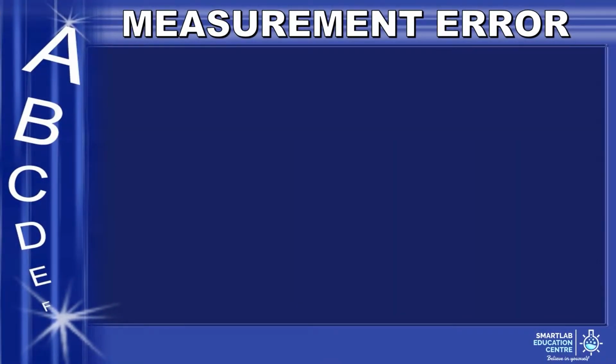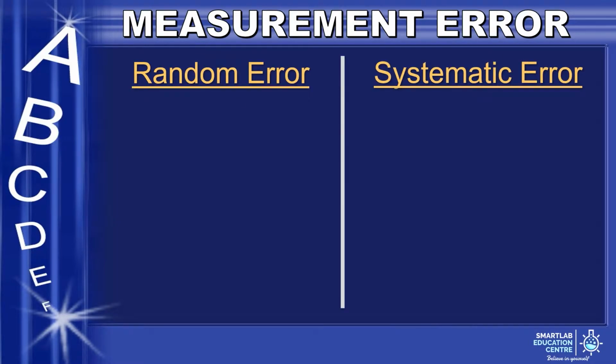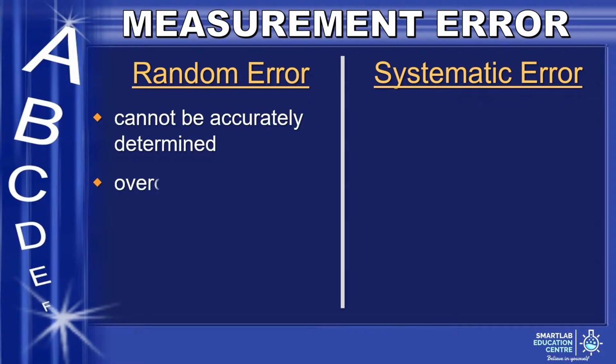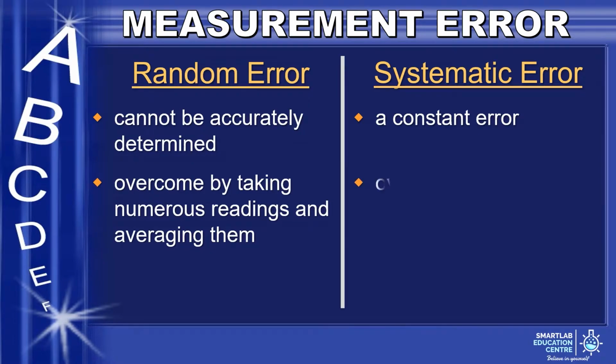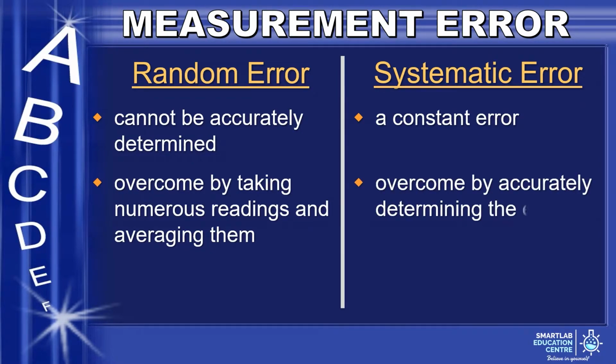Next, we discuss measurement error. There are two types of measurement error: random error and systematic error. Random error cannot be accurately determined, but it can be overcome by taking numerous readings and averaging them. In contrast, systematic error is a constant error, and we can accurately determine and overcome systematic error.